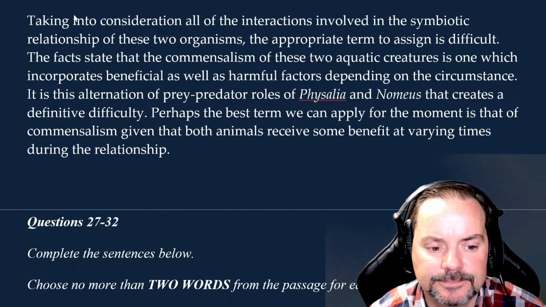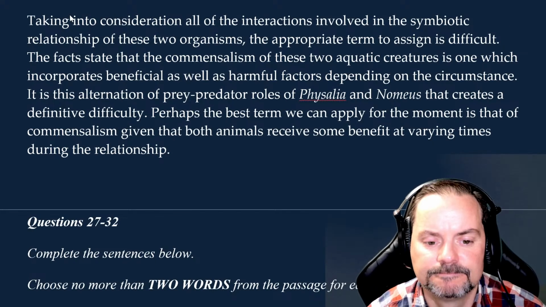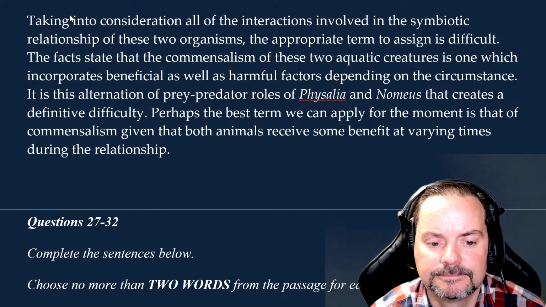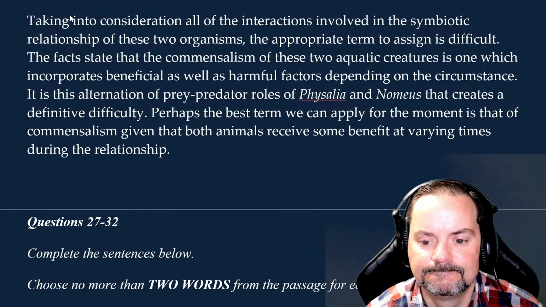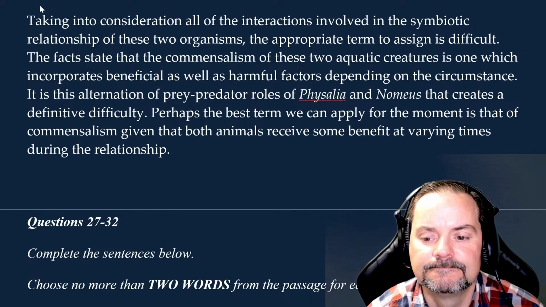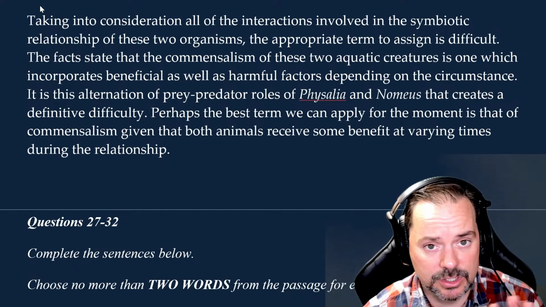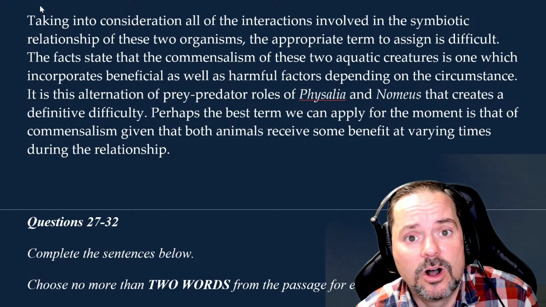Okay, so looking at the commensalism of the marine habitats, which is the aquatic creatures, it's looking at how they interrelate with each other, which incorporates beneficial as well as harmful factors depending on the circumstance. Exactly, that's exactly it. So just stop there because that's perfect. It's basically telling us that this is a complicated relationship.